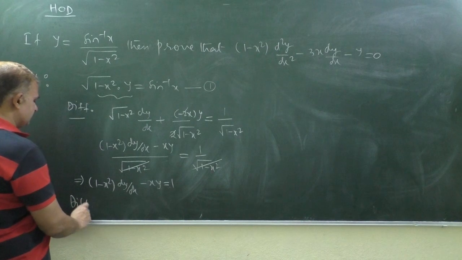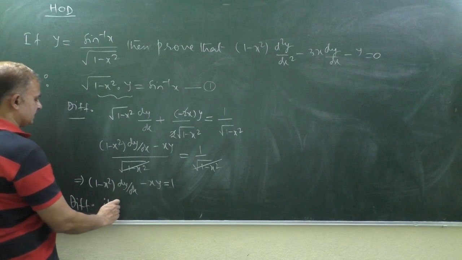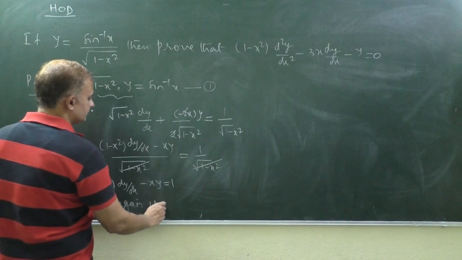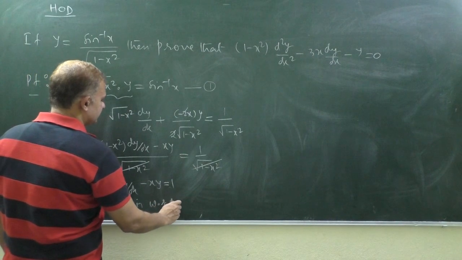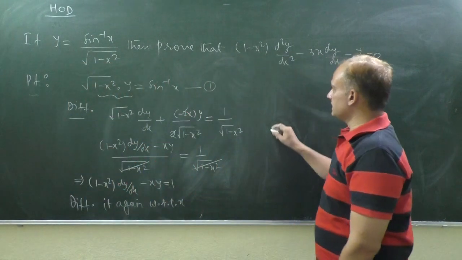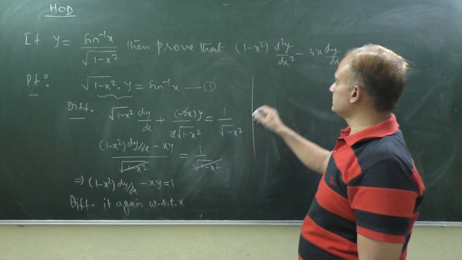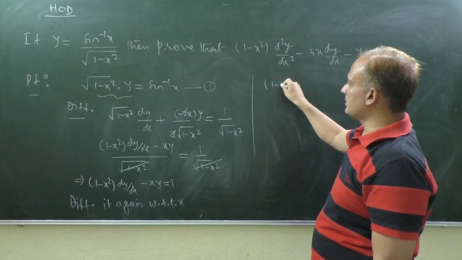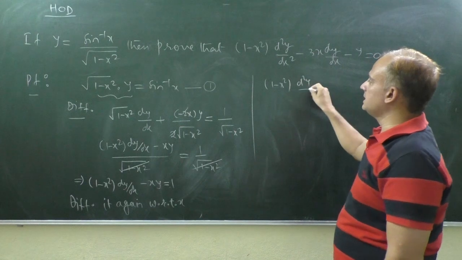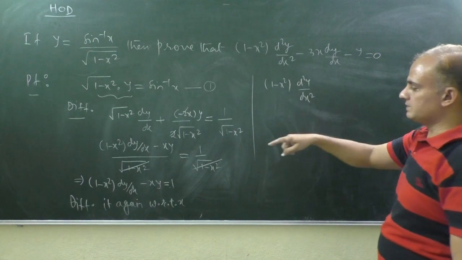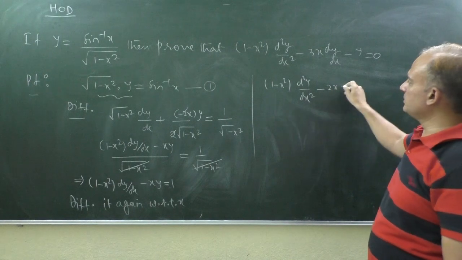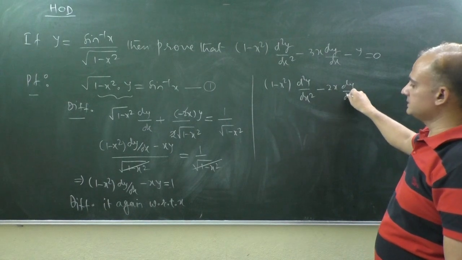So differentiating it again with respect to x, let's see what happens. Differentiating it again with respect to x, 1 minus x square constant, differentiation of dy by dx is d2y by dx square, plus differentiation of 1 minus x square, minus 2x into dy by dx constant.